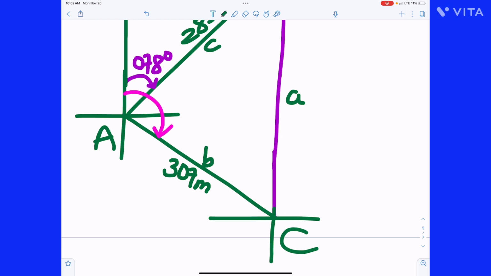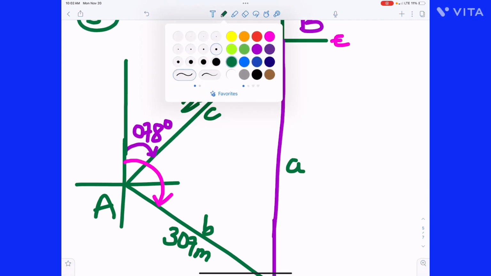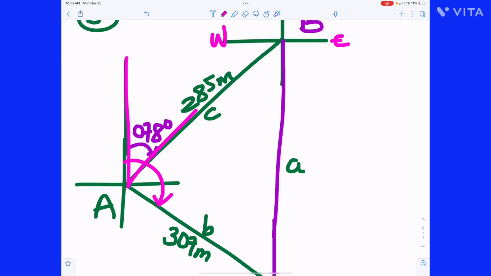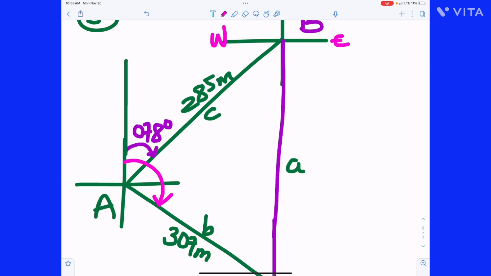So straight away, this is 78. Look at my hand. This is 78. This will also be 78. Alternate angles are equal. 78. This is also 78. Can you see that? So if this place is 78, this place too is what? 78. Alternate angles are equal. So let's mark that straight.